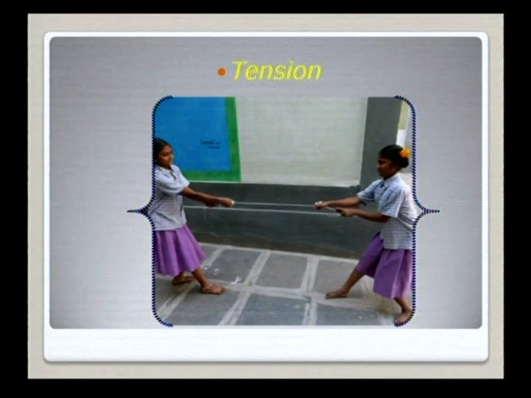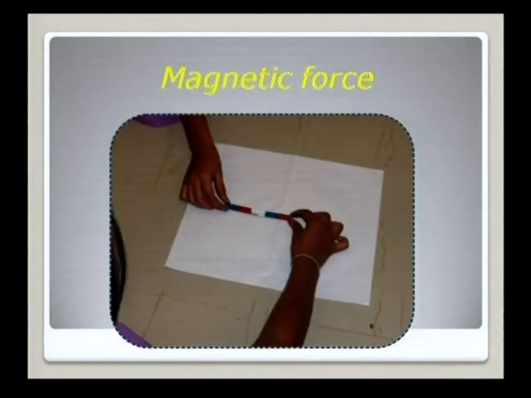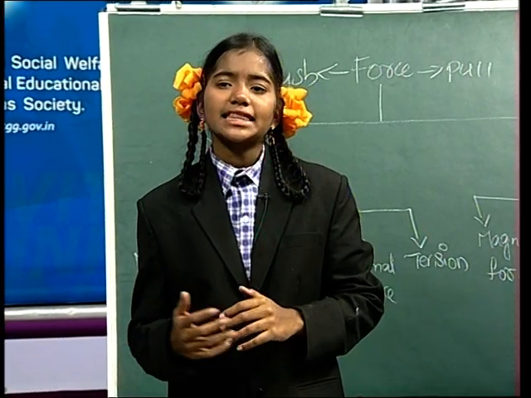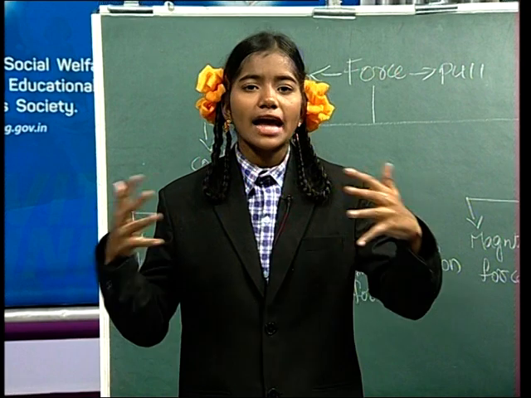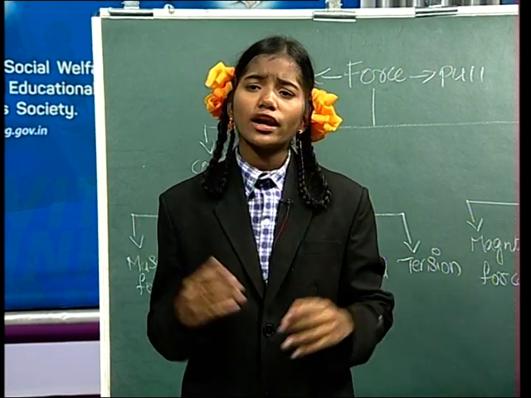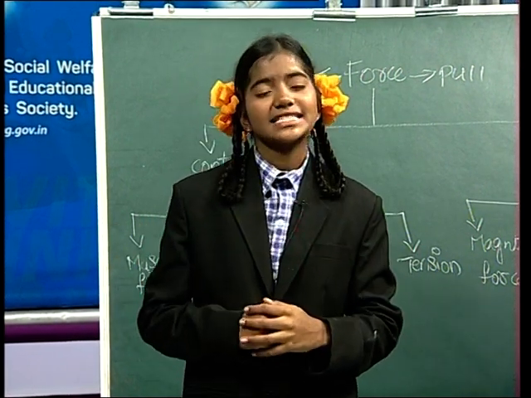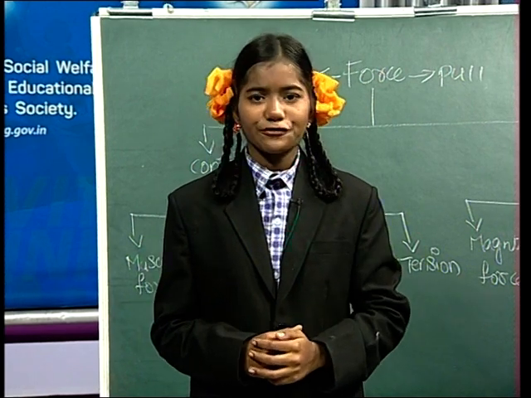So, it is also an example of tension. And the next one is magnetic force. Here we can say that when we were learning the lesson, we did an activity with magnets. Here we can say that like poles repel and unlike poles attract. The attraction or repulsion between two magnets is an example of magnetic force.